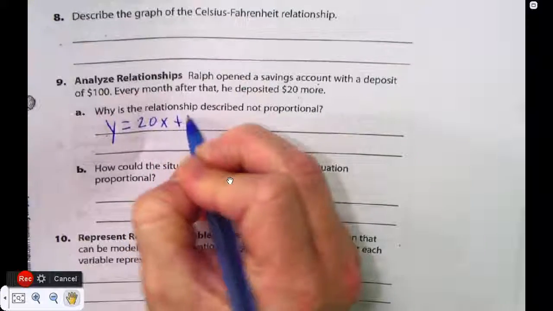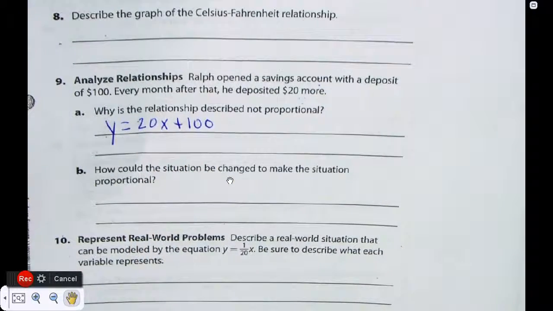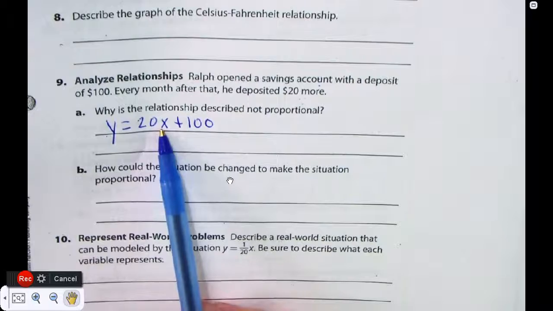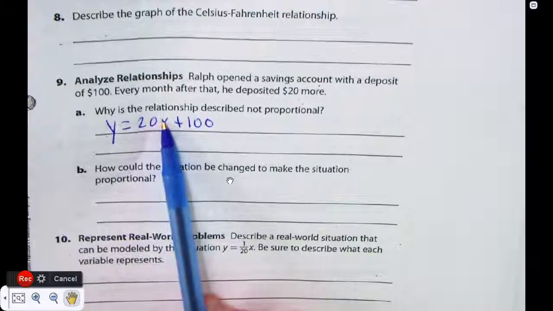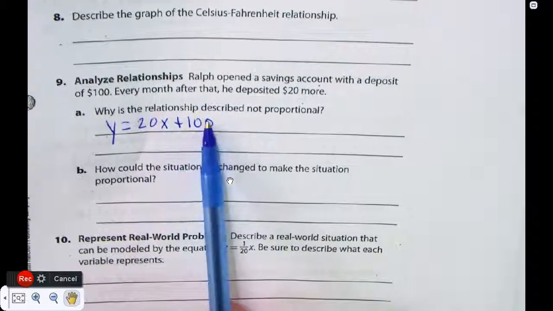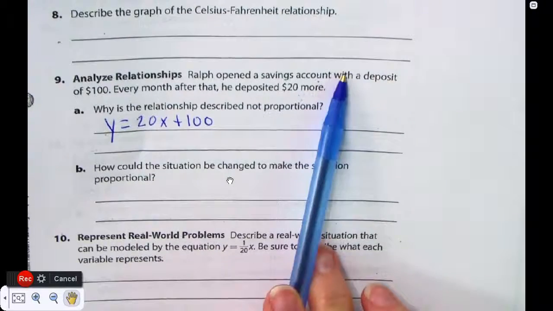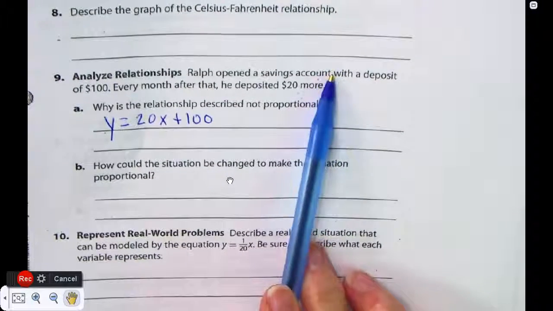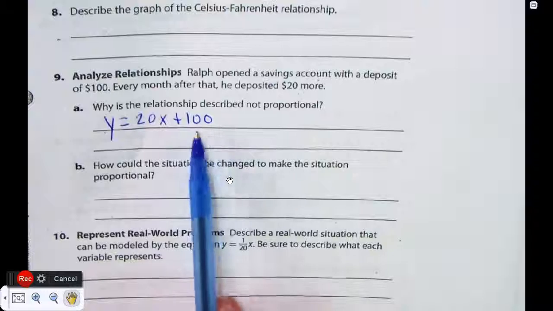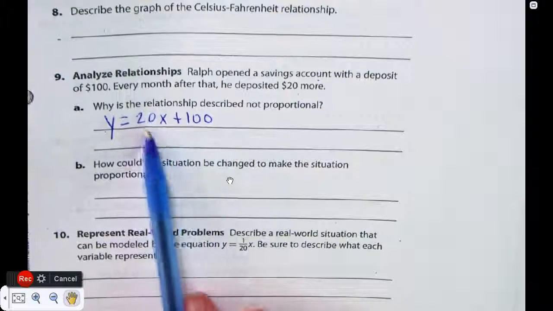Good. And I'm going to write 20x plus 100. Good job. So, x is the months. So, 20 times the months plus 100. Guys, we've been working on problems like this. Y'all done ones harder than that. Deposit of $100, and they added 20 a month.